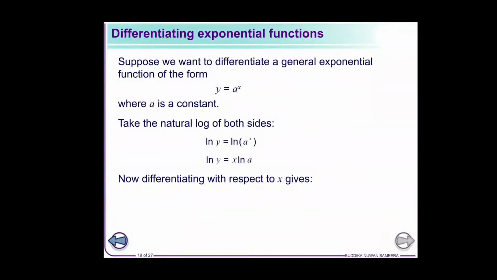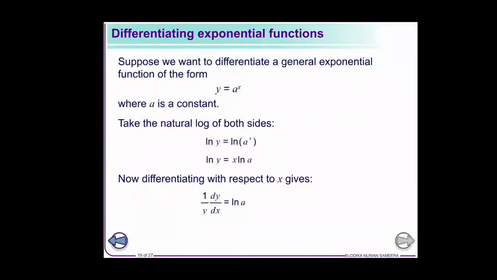So now differentiate with respect to x this given equation. So we know that when you differentiate ln y with respect to y, the answer is 1 over y. Then you should multiply that by dy over dx also. And when you differentiate x ln a with respect to x, we know that ln a is a constant. So when you differentiate x, the answer is 1. So the final answer should be ln a.